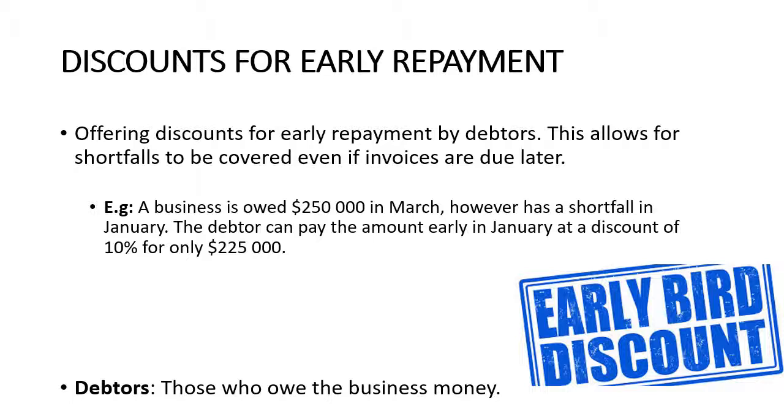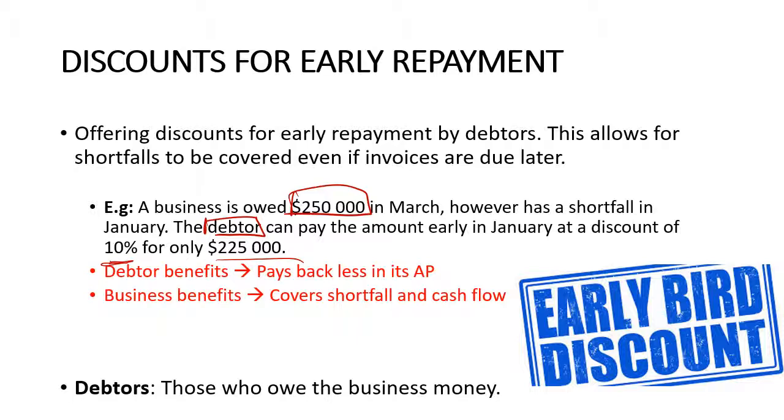So let's say a business is owed $250,000 in March. However, a shortfall occurs in January. A debtor, so that could be a customer, someone who buys my goods, I might be a supplier to them, can pay back early for a discount. And what this does is that the person who owes money benefits because they pay less, and the business benefits because it covers their shortfall in cash, which they can use to pay off other things.